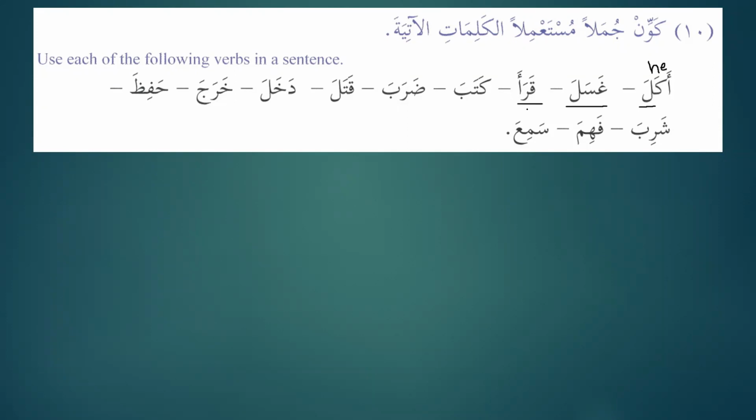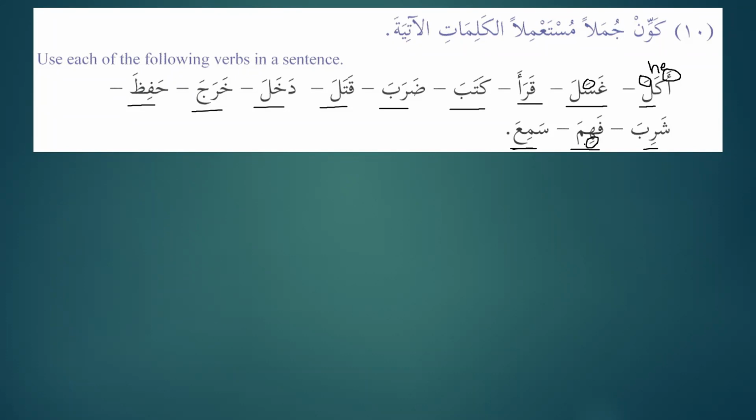Qara'a, he read. Kataba, he wrote. Daraba, he hit. Qatala, he killed. Dakhala, he entered. Kharaja, he went out. Hafidha, he memorized. Shariba, he drank. Fahima, he understood. And sami'a, he heard. Now we can see that the first letter and the last letter are mabniyun al-fath. However, the second letter, the haraka changes. Sometimes it is fatha and sometimes it is kasra. Sometimes it can be dhamma, but that is very rare.